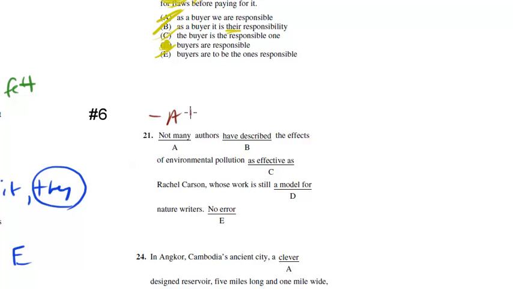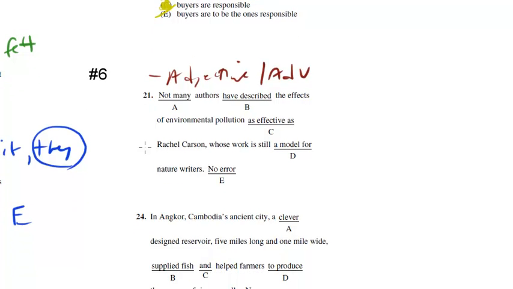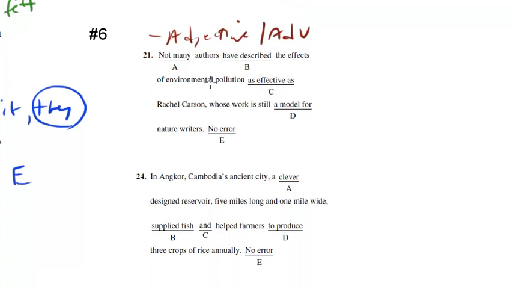So, adjective or adverb. Let's take a look at 21. Not many authors have described the effects of environmental pollution as effective as Rachel Carson, whose work is still a model for nature writers. Well, let's look at this. "As effective as." This should actually be "effectively." This is an adjective in its way. It should be an adverb because this is modifying how well the author has described the effects, right? They've done so effectively. They haven't done so effective.